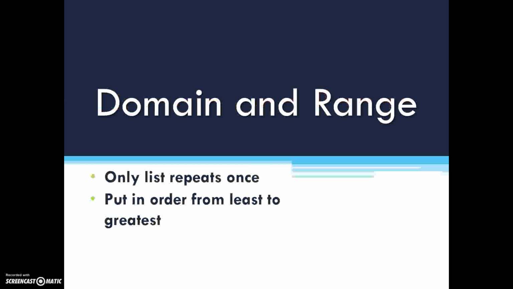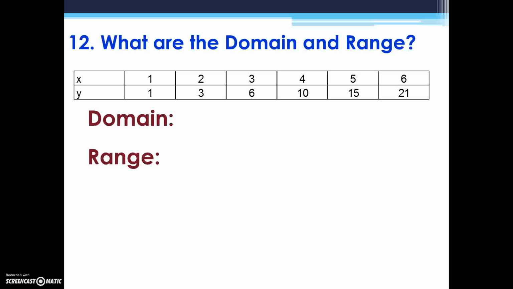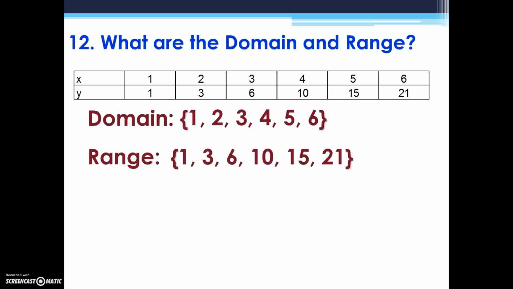All right, so this time we're going to start talking about domain and range real quick. You only list the repeats once, put in order from least to greatest. So if we're looking at this, our domain is, again, our x values or our inputs. So we would list all of the numbers that we have in our domain, and then we would list all of the numbers we have in our range. That is how simple domain and range can be when we're looking at functions.